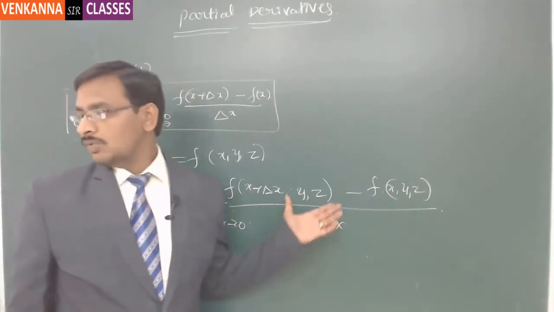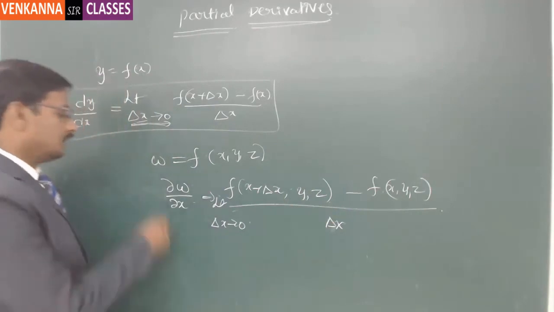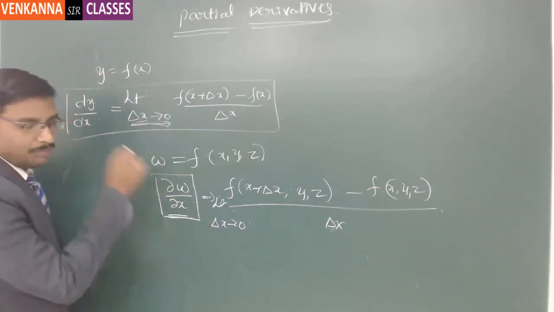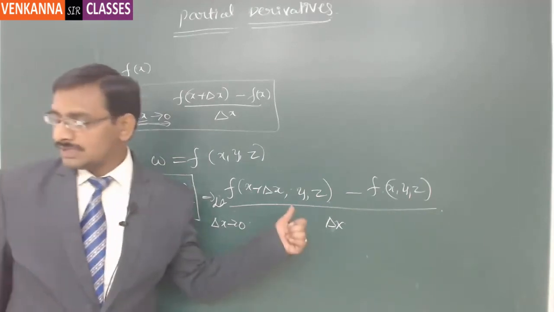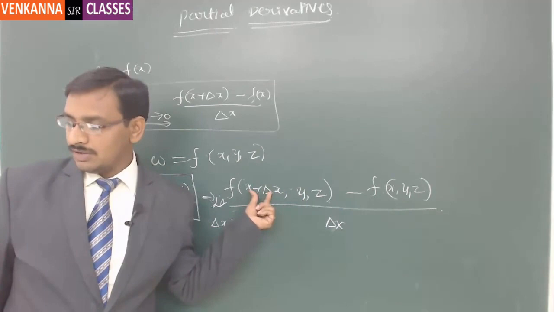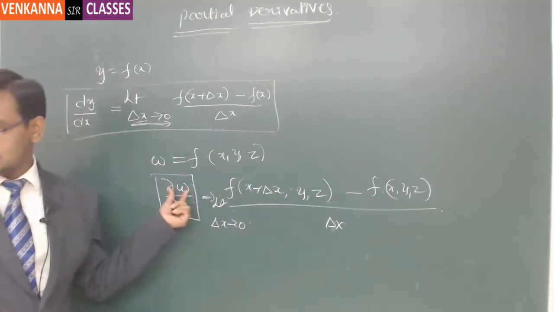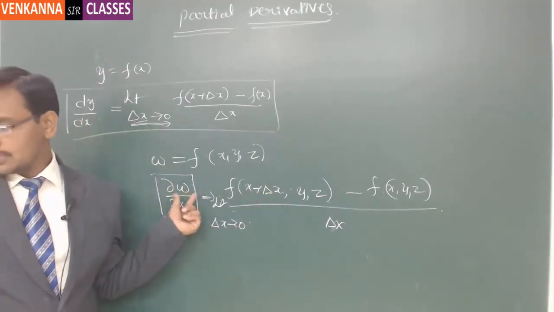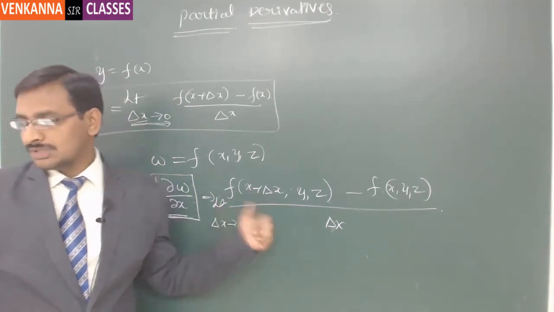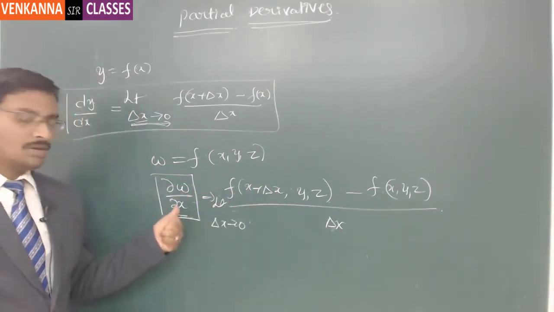So this is how we define the partial derivative: dou w by dou x. This is only the partial. When there is a presence of y and z, you are trying to change the value of x, and correspondingly there will be a change in the value of w. So this is the only value that got subjected to the change. This is what we call dou w by dou x.